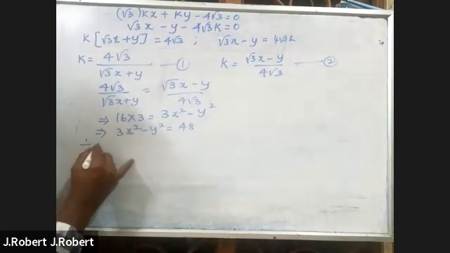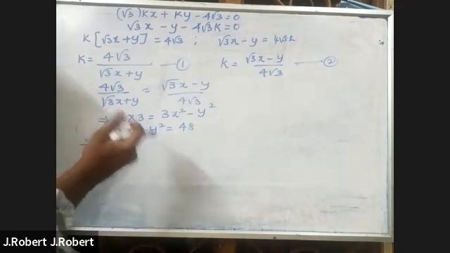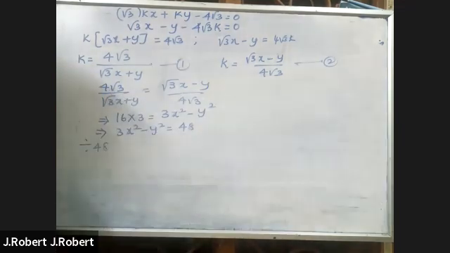Dividing throughout by 48, the right-hand side should always be 1 for both ellipse and hyperbola. If one square term is negative, then it is a hyperbola, not a parabola. There is also a possibility of a circle. For a circle, the coefficients of x square and y square are equal.